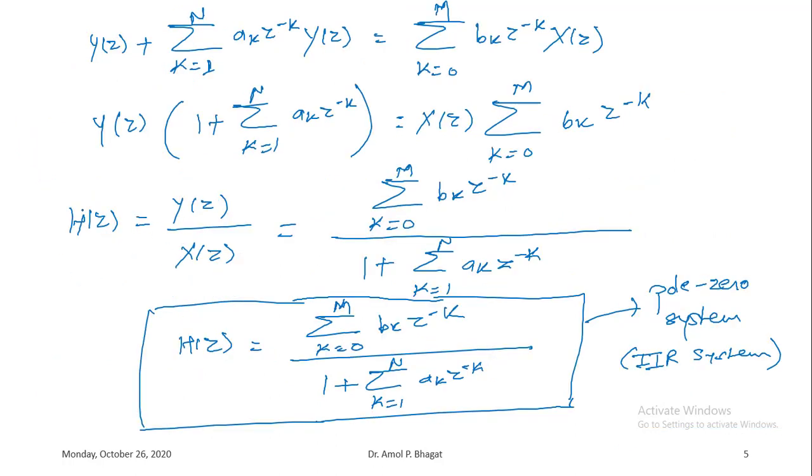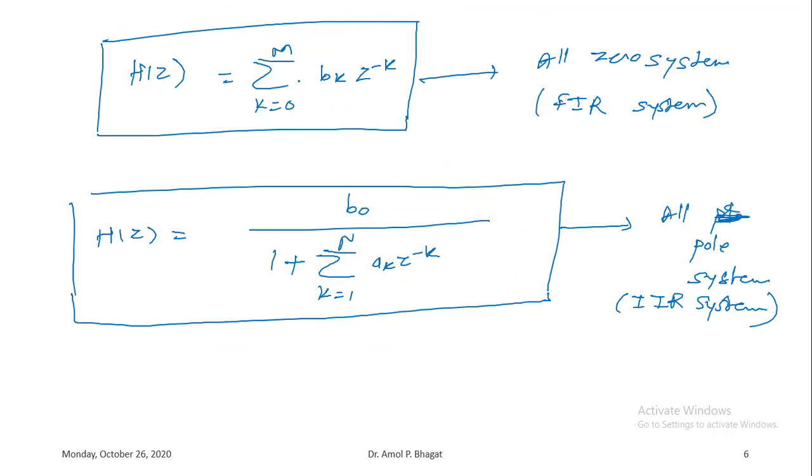But if this H of z comprises zeros as well as poles, such a system is called what? Pole zero system, and it is an IIR system. But if you are considering only the numerator, such a system is called what? All zero system, and it is an FIR system. But if it comprises only poles, such a system is called an all pole system, and it is an IIR system.